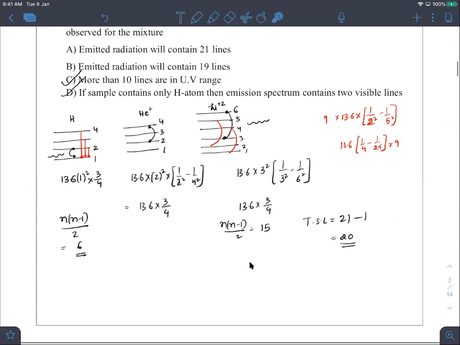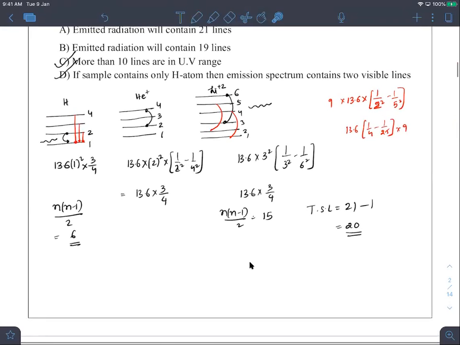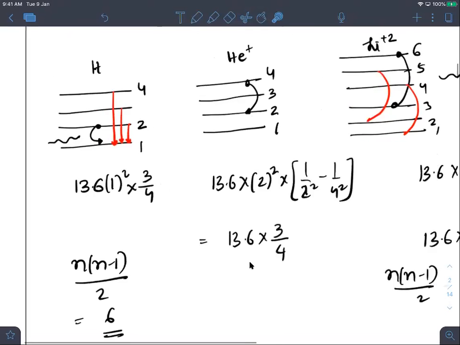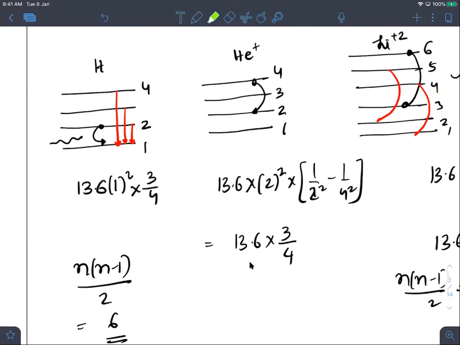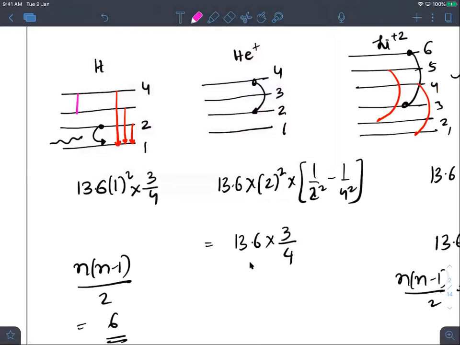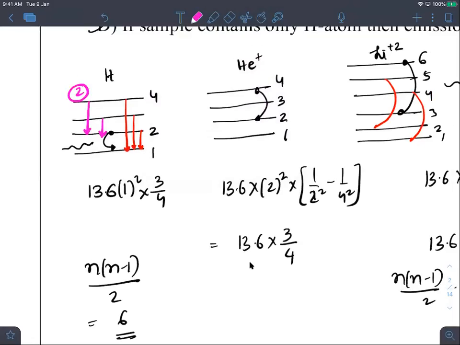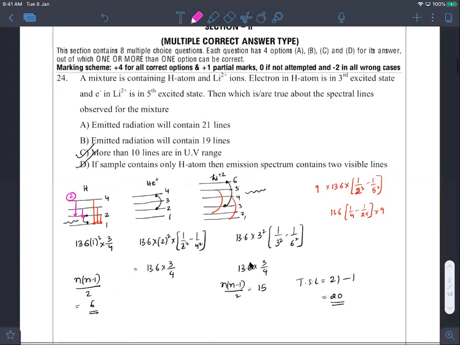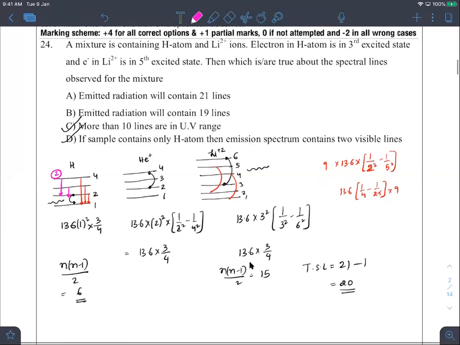All of you understood this? Correct. So definitely more than 10 lines are being observed in UV range. Next, if sample contains only 10 atoms, then emission spectrum contains only 2 visible regions. Visible region is when you have jump towards n is equal to 2. So you can see 4 to 2, 3 to 2, only 2 Balmer lines. So only C and D are correct. I think all of you understood that.